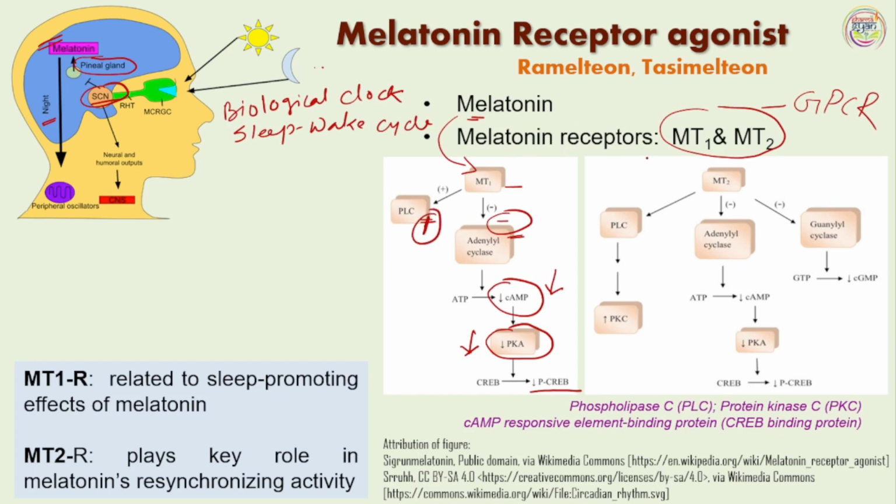When melatonin binds to the MT1 receptor, it inhibits adenylyl cyclase. So cyclic AMP is reduced, there is a decrease in PKA activity, and a decrease in the phosphorylation of CREB. MT2 activation also reduces or hinders guanylyl cyclase. Therefore, there is a reduction of cyclic GMP. Clear? Cyclic GMP.